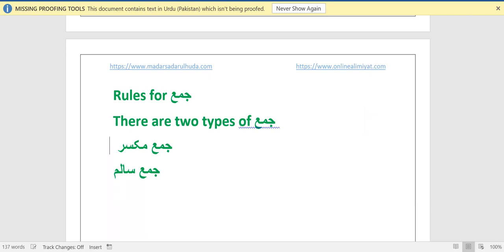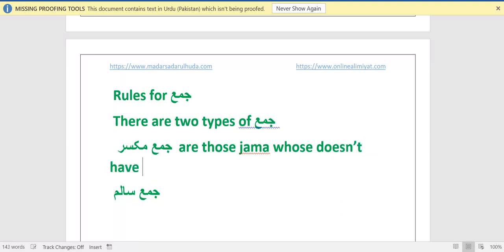Okay, so what is jama mukassar? Jama mukassar are those jama which do not have any rules or signs to recognize or create them. These jama are very similar to wahid, where we have to memorize and remember by heart. There is no other way to understand, create or recognize these jama.